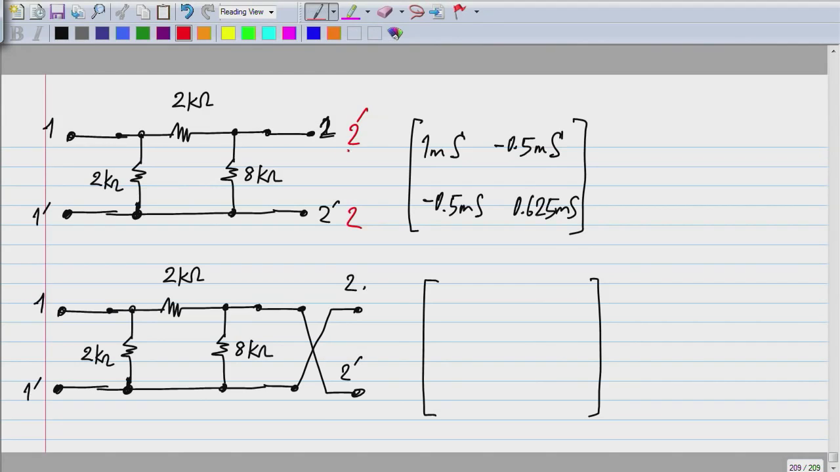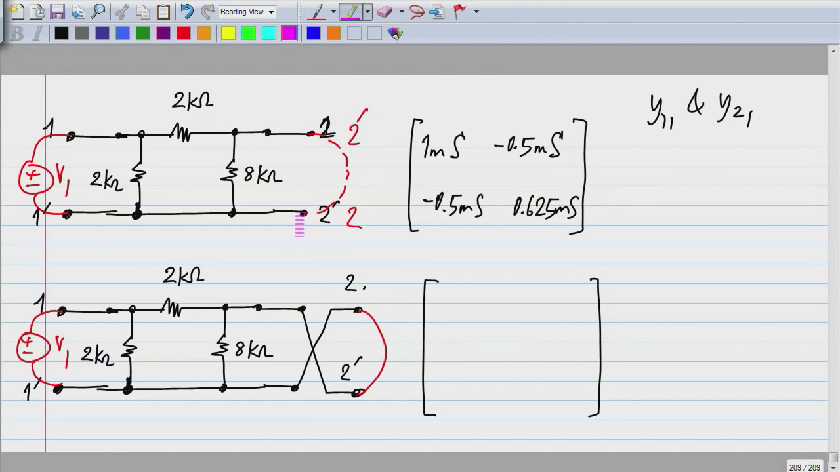let's calculate y11 and y21. Okay. So how do you calculate y11 and y21? You short circuit this, which is the same as short circuiting this one, and you apply V1. Okay, now whether you short circuit this way or that way, it's exactly the same circuit.